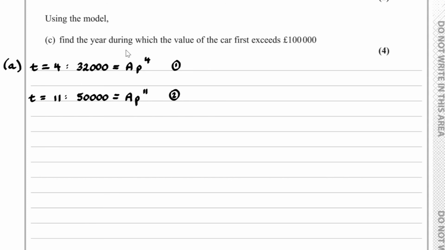And we can find out what a and p are. We can do equation 2 divided by equation 1. And so, doing so, we have ap to the power of 11 divided by ap to the power of 4. That's equal to 50,000 divided by 32,000.